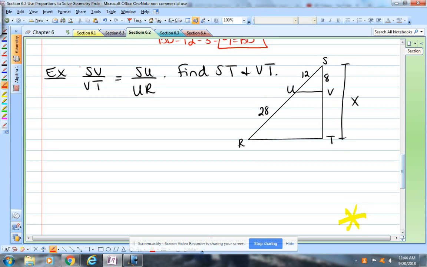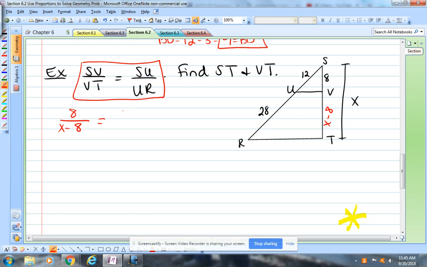Again, they gave me the proportion that we're supposed to use to find the missing sides. And they said the length of SV over VT equals the length of SU over the length of UR. So we're going to fill in the sides that they indicate. So SV's length is 8 units over VT. I don't know what VT is, but I know that the entire ST is x and the SV part is 8. So it must be x minus 8 units. So that goes in my proportion for VT, x minus 8.